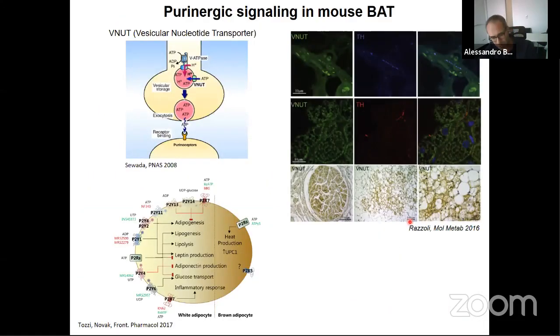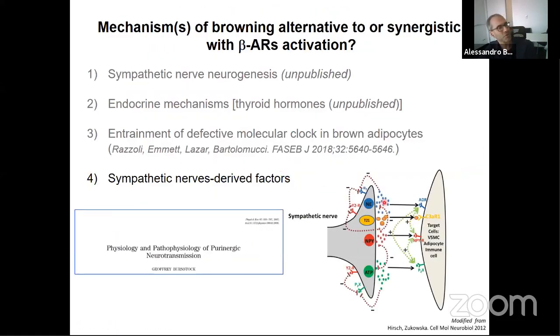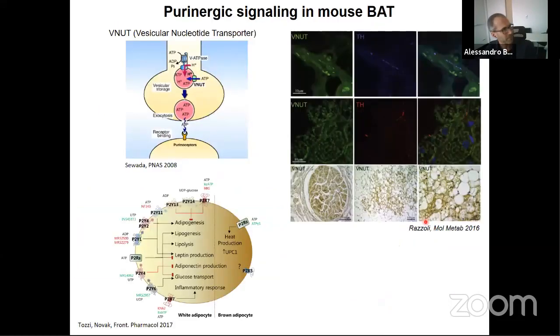For this to be true, we need to identify something which is expressed in the sympathetic nerves in the brown adipose tissue, which is not norepinephrine, and which has a receptor on the target cell, brown adipocytes, okay? And long story short, our study focused a lot on ATP as a secreted factor.